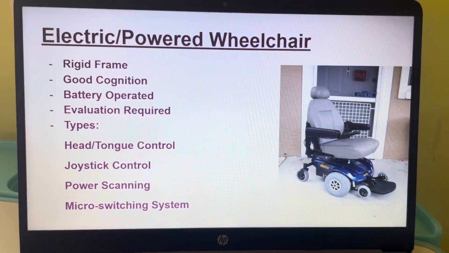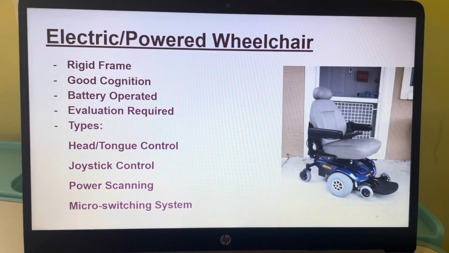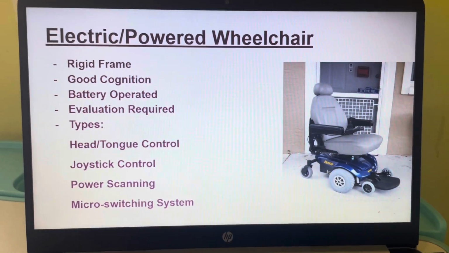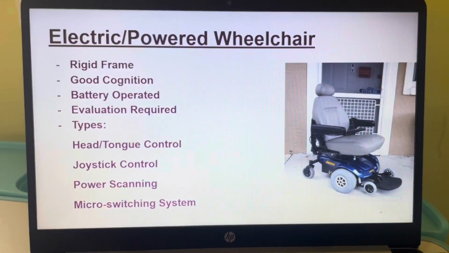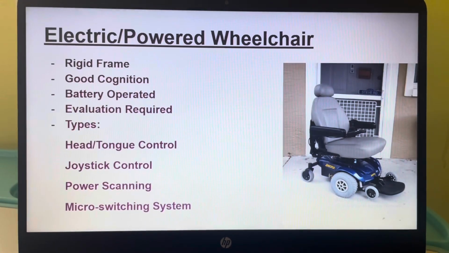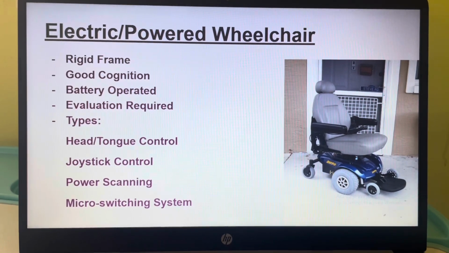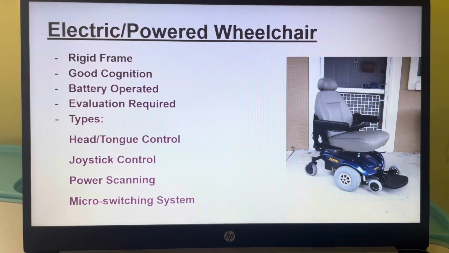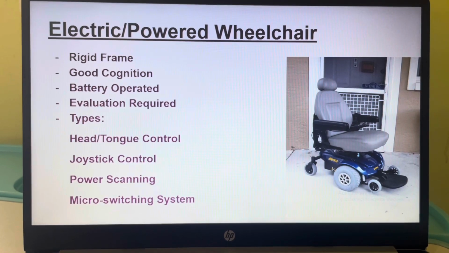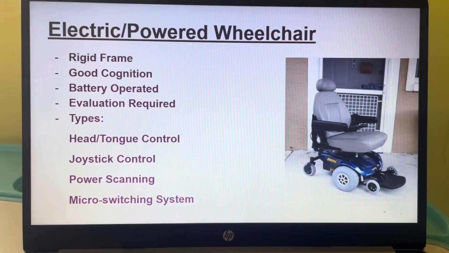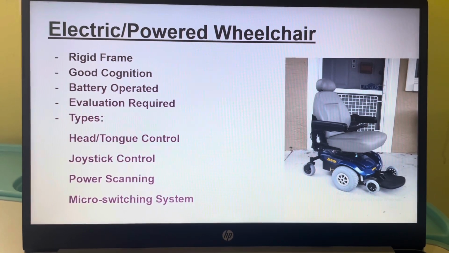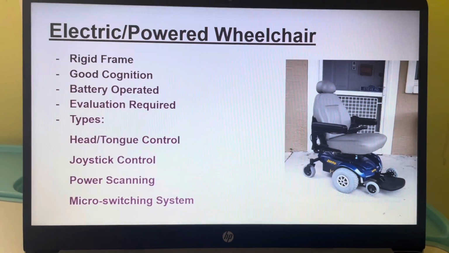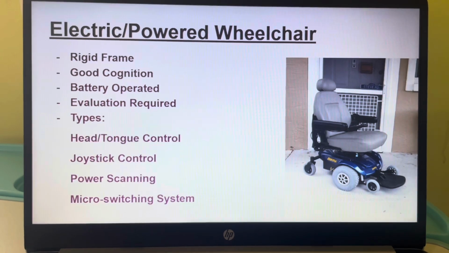The electric or powered wheelchair is a heavy-duty wheelchair with a rigid frame. It requires good cognition and coordination skills for operation. This wheelchair is battery operated. It's available in different types depending on the body part used for operation. It comes with hand or tongue control, with joystick control. It has a power scanning feature and a micro switching system.